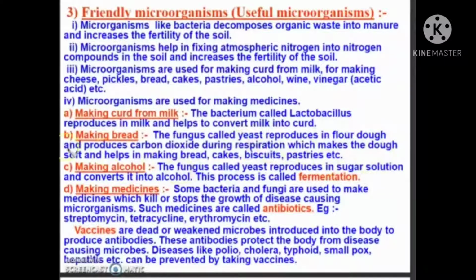Now next one is for making alcohol. The same fungus, yeast, is used. What happens in this? The yeast reproduces in sugar solution and converts it into alcohol, and this process is known as fermentation. So we can say that by the process of fermentation we obtain alcohol, and the organism responsible for making alcohol is yeast.